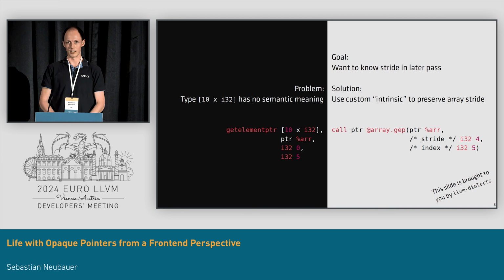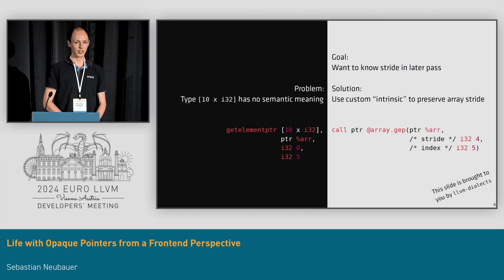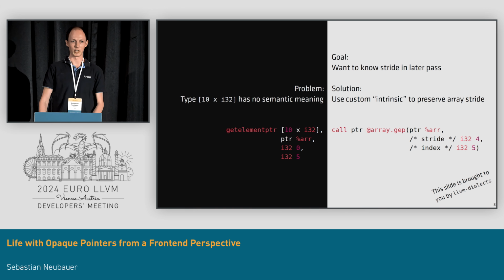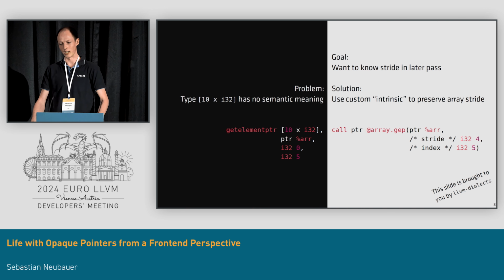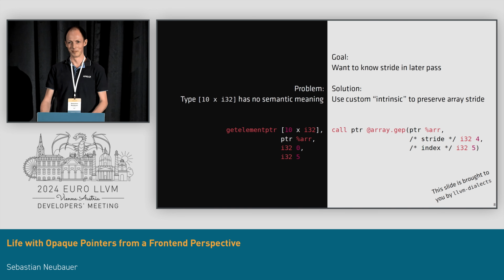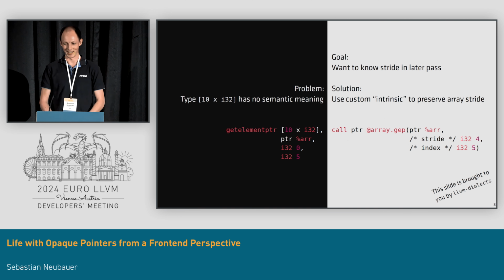The problem is the type in the getElementPtr instruction has no semantic meaning. So any LLVM transformation you run is free to change that to, for example, just an i32. And there is no chance that will survive if you run enough LLVM transformations.